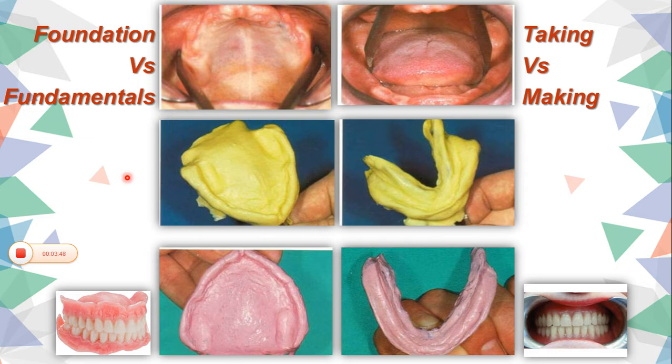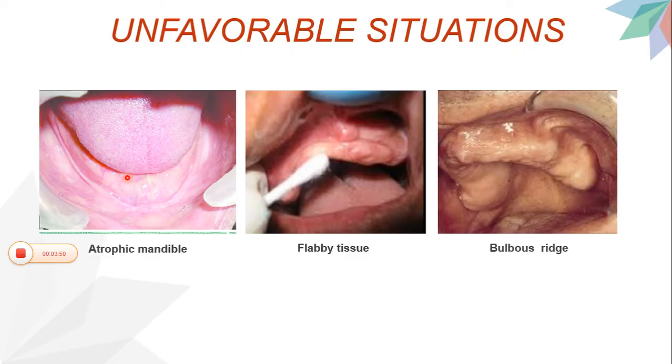Apart from these normal structures, a few unfavorable situations need to be noticed, if the clinical situation is not favorable. That includes an atrophic mandible or a highly resorbed mandible, or flabby tissue in the maxillary premaxillary area, or bulbous ridges at the posterior part of the maxillary area. So these unfavorable situations require alterations of the impression techniques or concepts according to the situation.